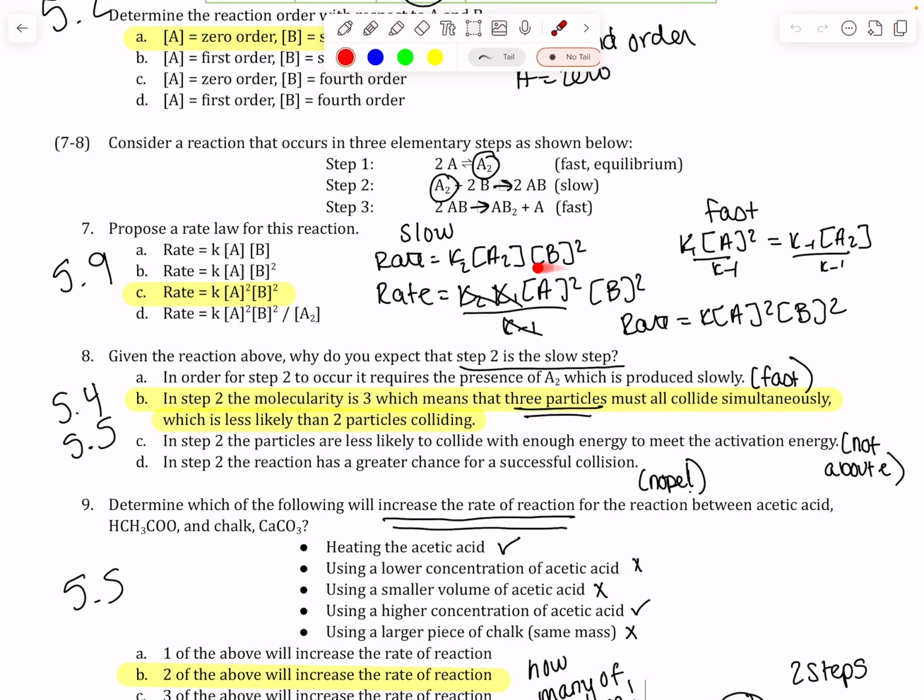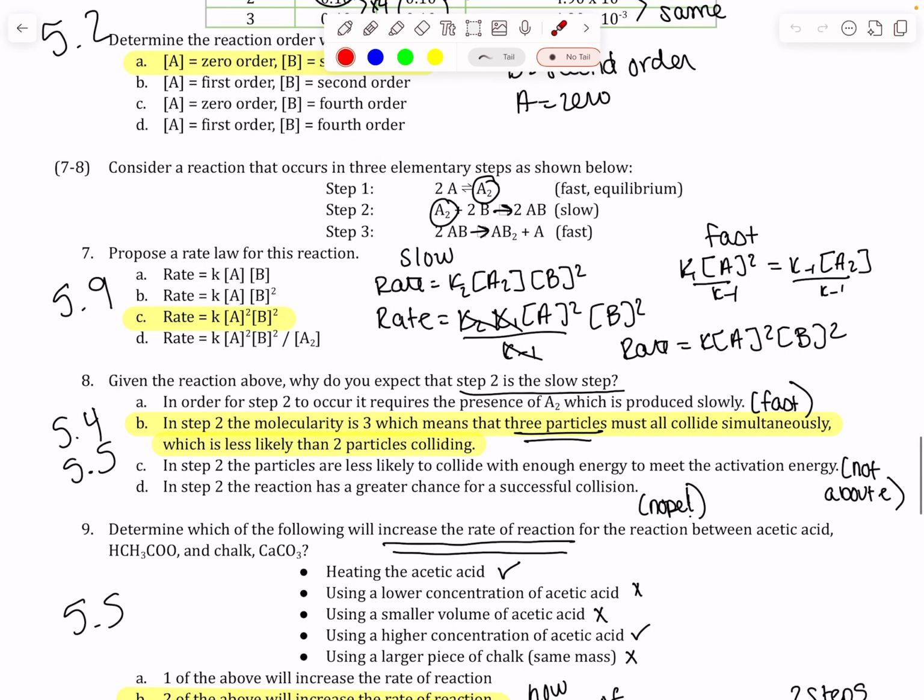So my slow step is right here. Okay, that's this step right here. And then, of course, I need to get rid of that intermediate, which is my A. So I come over here and write my fast step, and I rearranged it in terms of A. And then I plug in, and I get this once I cancel everything out. And that is C.